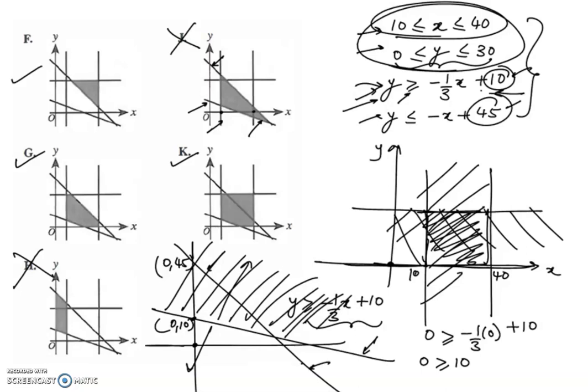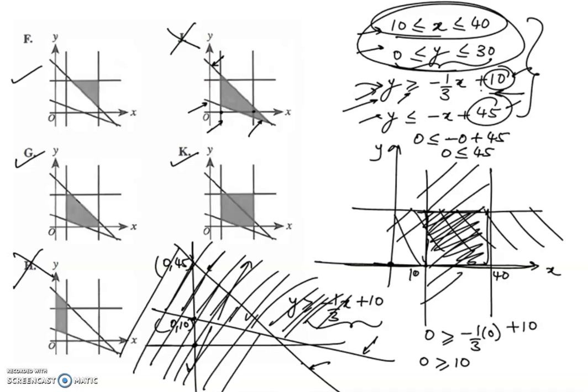Same thing with the other line. And again, if we replace y with 0, indeed 0 is less than or equal to 45, which means that the origin does satisfy this inequality, so we would shade this half of the line. So we're looking at this intersection here, and just based on that, we can see that we'll eliminate that because it's going on the other side.